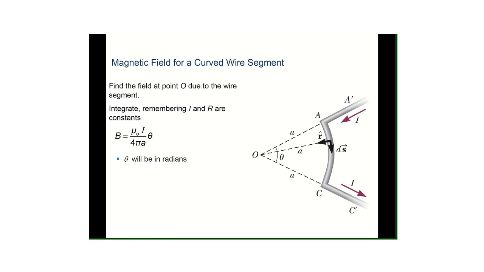Another example is how to find the magnetic field for a curved wire segment. The same with the previous case, we can also use the Biot-Savart Law to find the magnetic field for a curved wire segment is equal to μ0 I over 4π times θ. And don't forget the θ here will be in radians.